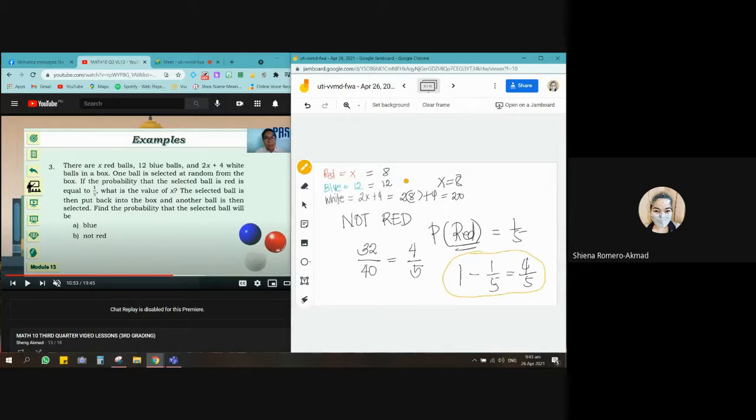Okay? So kung 1 yan, magiging 5 over 5 na yan. Kaya natin nakuha yung 4 over 5. So pwedeng ganito, pwedeng ganito. Mas madali nga pag ganito eh. Okay?